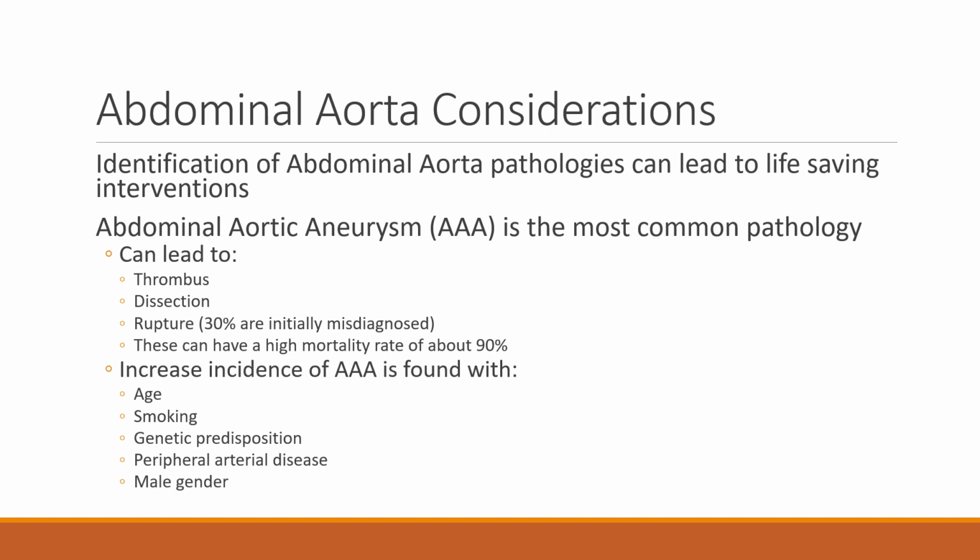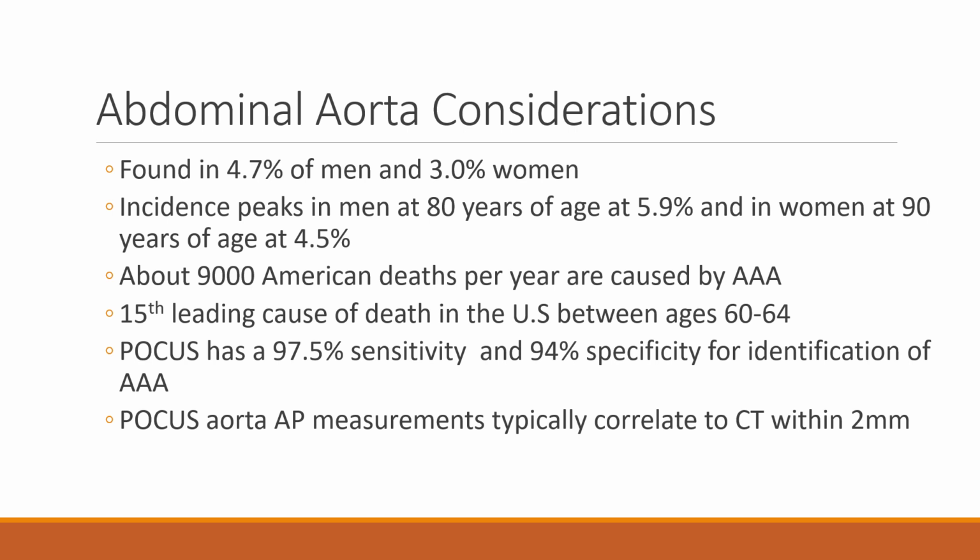Another important consideration is to understand the increased incidence of AAA found with certain factors such as advancing age, history of smoking, genetic predispositions, peripheral artery disease, and it's going to be more common in males. So abdominal aortic aneurysms are found in about 4.7% of men and 3% of women. The incidence in men is going to peak at about 80 years of age, where it's at 5.9%, and a little bit later in women at 90 years of age, where it's about 4.5%.